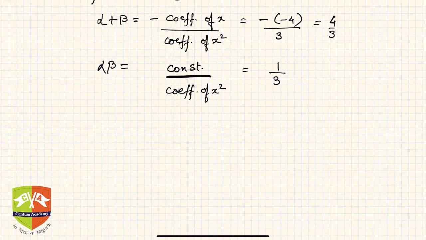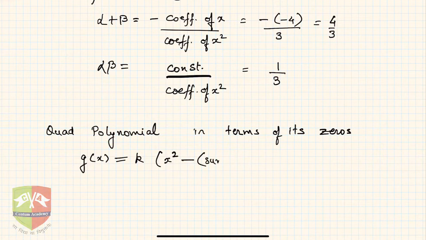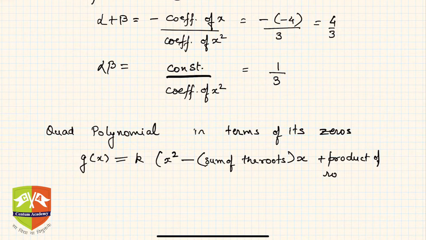Now if the roots of an equation or the zeros of a polynomial are given, then the polynomial can be expressed in terms of its zeros. So we are right now trying to express a quadratic polynomial in terms of its zeros. In this case we have taken gx, so gx will be a constant k times x square minus the sum of the zeros times x plus the product of zeros, because we are dealing with polynomials, and here also the product of zeros.